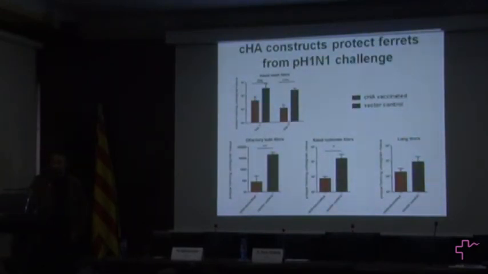Now we use a different animal model that is believed to be closer to human infections, which is the ferret model. And we immunize ferrets the same way. We get also protection, at least against replication of the virus, both in nasal washes, in olfactory bulbs, in nasal turbinates, and in lungs. So we think that we have a vaccine now that works in mice, that works in ferrets, and we hope that this vaccine will also work in humans.